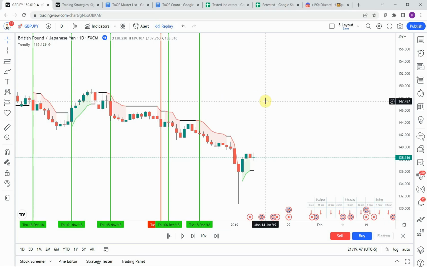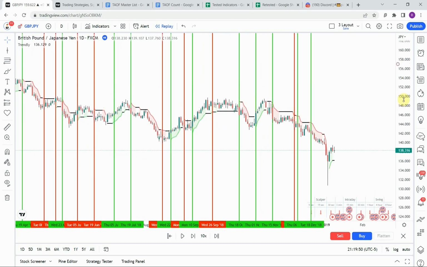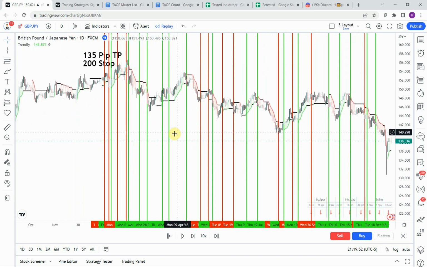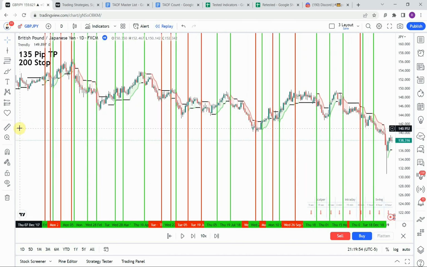All right, back to our indicator here. Let's go ahead and scroll back and take a look at what we have going on here. Let's go ahead and count these out and see what we have. 1, 2, 3, 4, 5, 6, 7, 8, 9, 10, 11, 12, 13, 14, 15, 16, 17, 18, 19, 20, 21, 22, 23, 24, 25, 26, 27, 28, and 29. So we have 29 trades altogether.